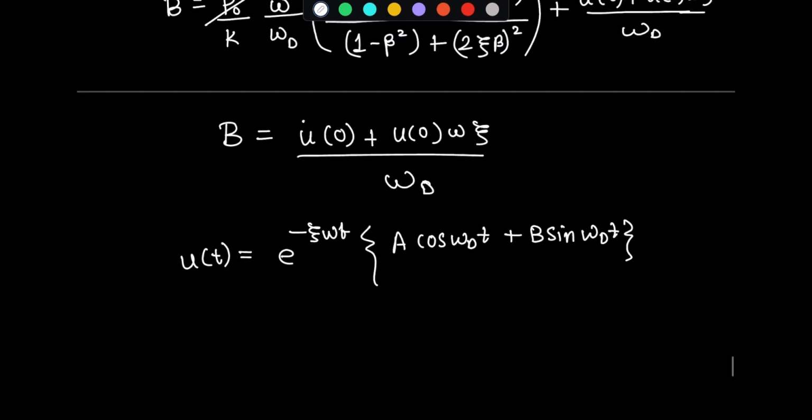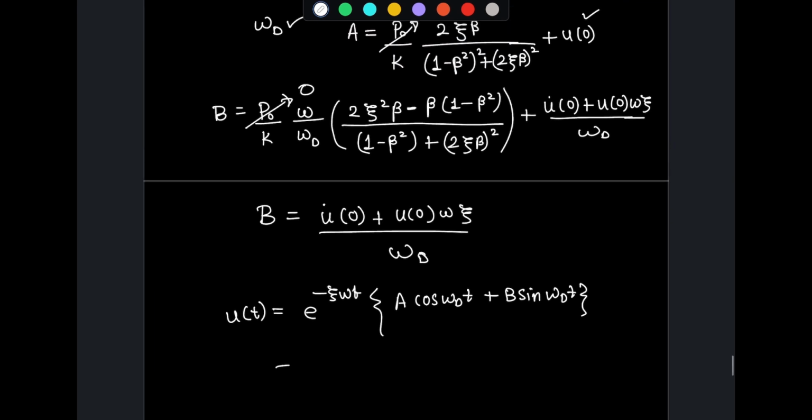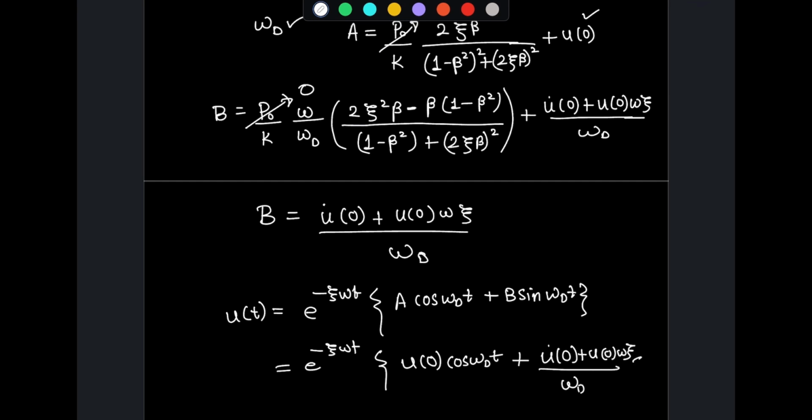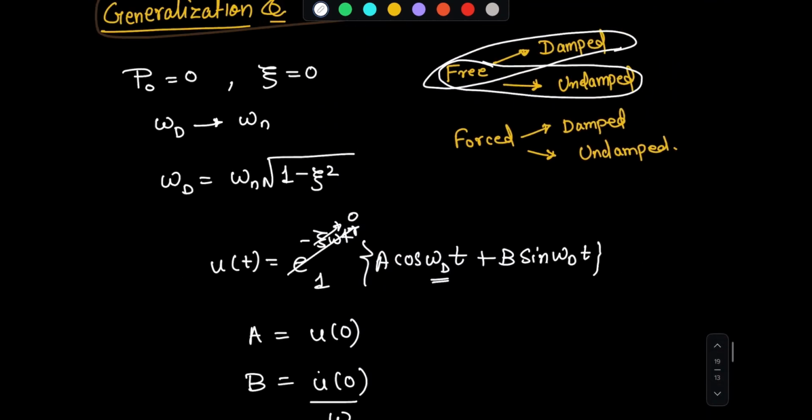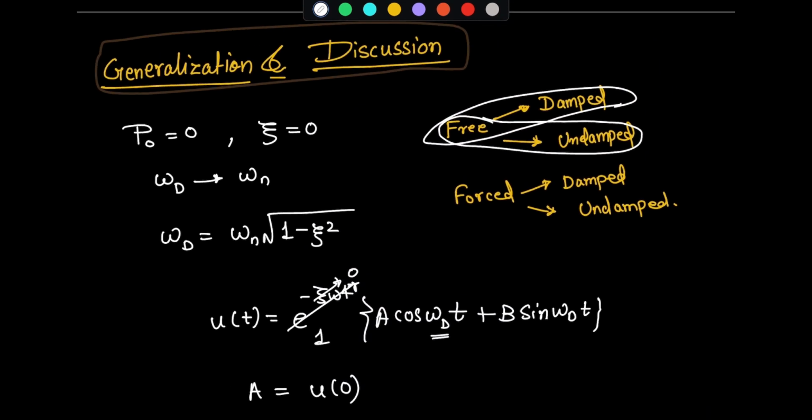We substitute the found A and B values in this and we get u of t is equal to e raised to minus zeta omega t [u naught cos omega d t plus (u dot naught plus u naught omega zeta) by omega d sine omega d t], which is exactly the equation of response for a free damped vibration case. Similarly, we have found the expression for the forced damped case.